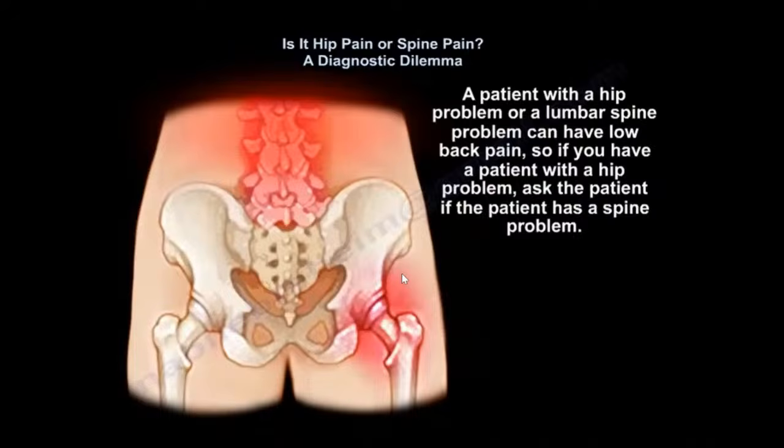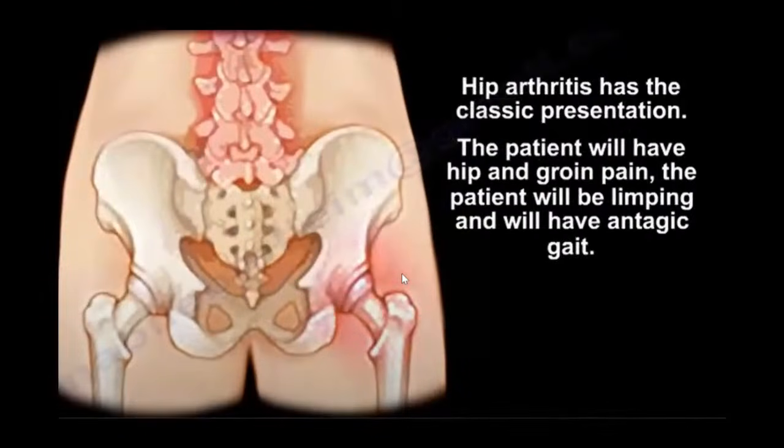A patient with a hip problem or a lumbar spine problem can have low back pain. So if you have a patient with a hip problem, ask the patient if they have a spine condition. Hip arthritis has a classic presentation, and so does the spine patient, but they overlap. The patient with hip and groin pain who is limping with an antalgic gait is probably a patient with a hip condition.